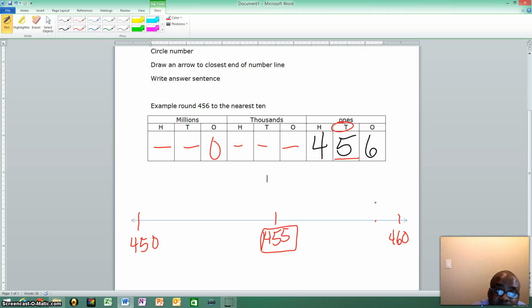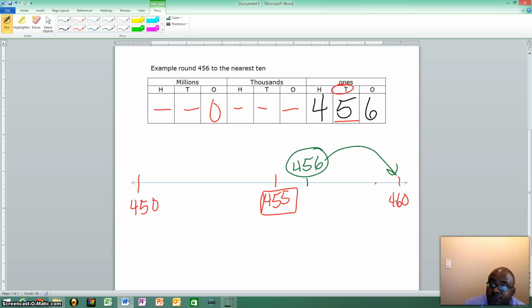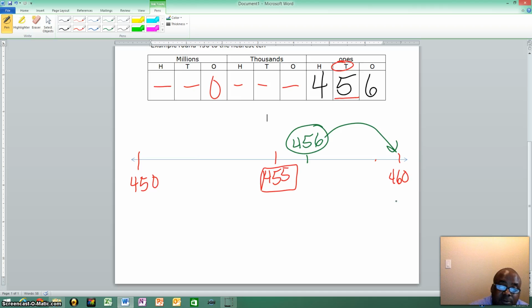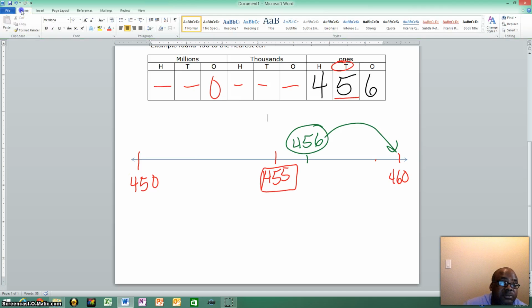So now, switch colors here. Green, favorite. I'll put 456 on this number line. I'm going to circle it. Then I'm going to draw an arrow to where that number is. It's closer to 460. And then I'm going to write my answer sentence. Let me go ahead and switch this back so I can type this. So write my answer sentence.